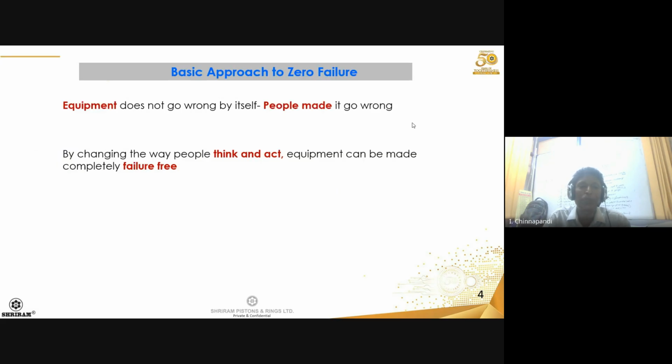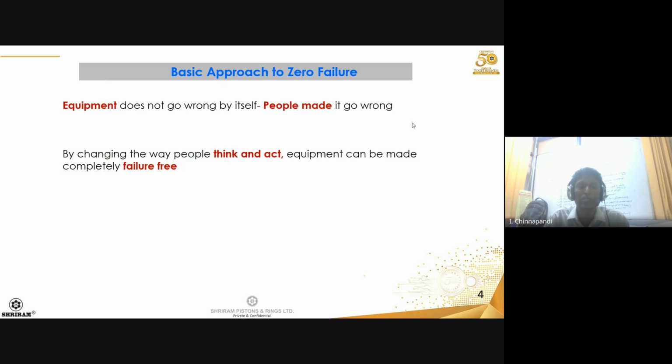Next, the basic approach to zero failure. Now, in manufacturing industries, especially in the automobile industry, we have to continuously operate the machines 24/7, because in the assembly line they won't stop. If it is a totally automated line, they will not stop for the equipment. It has to run continuously.